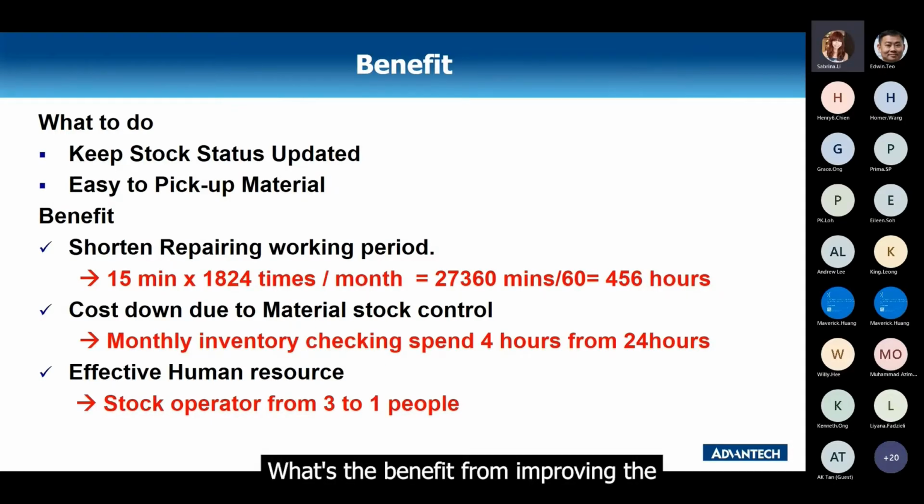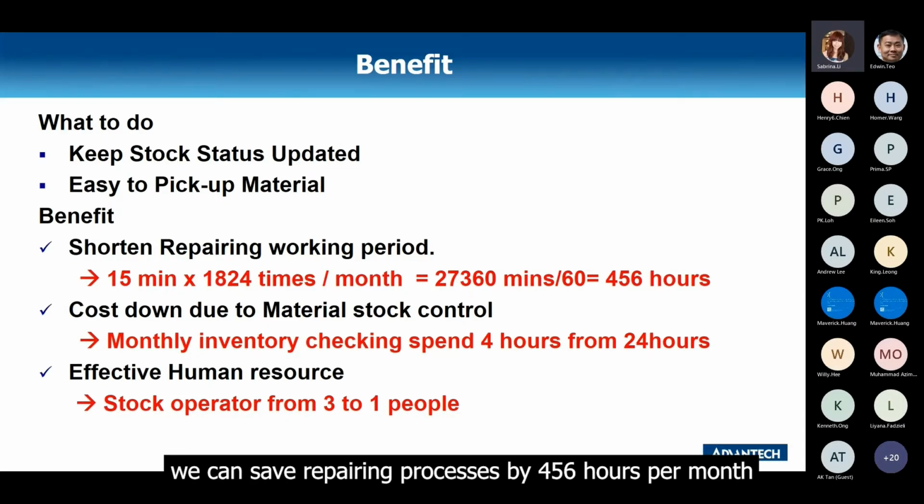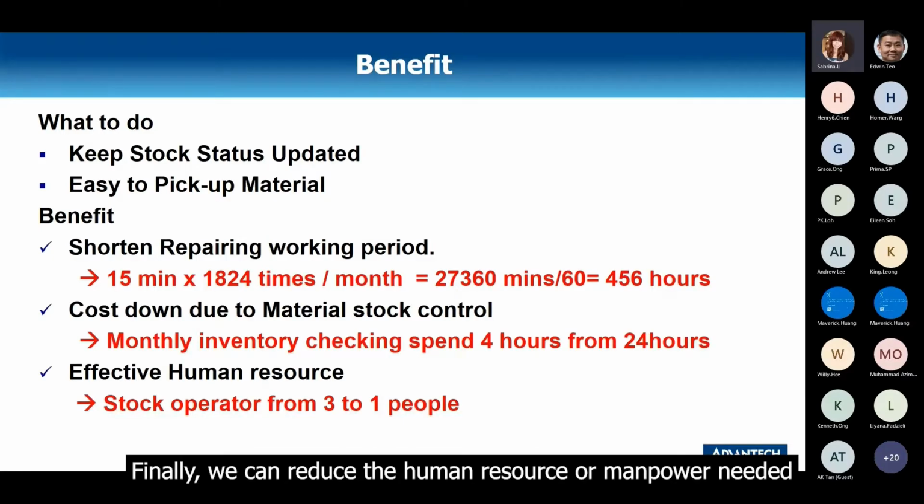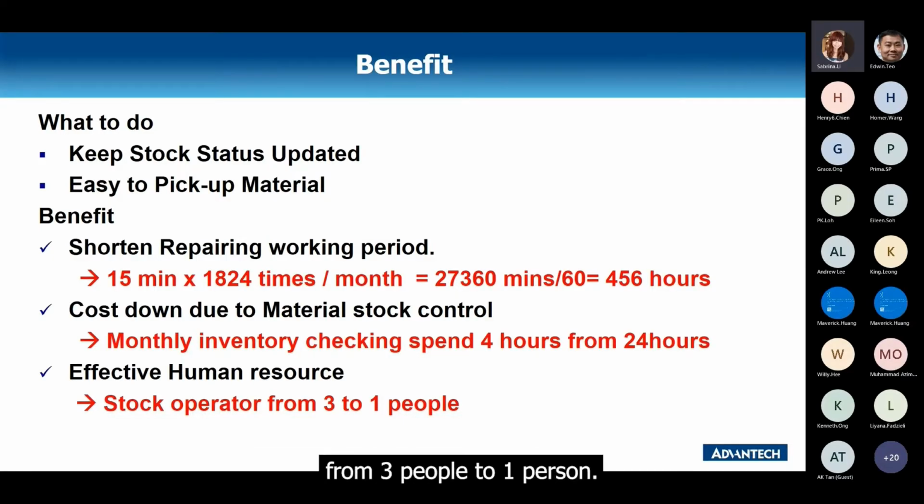What's the benefit from improving the stock and picking process in RMA? Based on 1,824 picking processes monthly, we can save 456 hours per month on the repair process and reduce the inventory checking process from 3 days to 4 hours. Finally, we can reduce the human resource error rate from 3% to 1%.